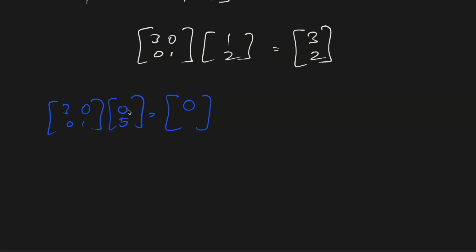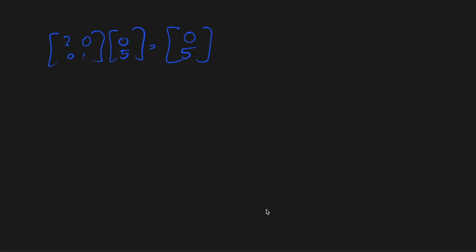And down I'll get 0 into 0 plus 1 into 5, which is 5. So what we've seen is if I multiply any vertical vector parallel to the y-axis with the transformation matrix, for example 3, 0, 0, 1, if I multiply with 0, 5, the resultant vector is the same in magnitude and in direction as well. So with this, I'll write down an informal definition of what eigenvectors are.